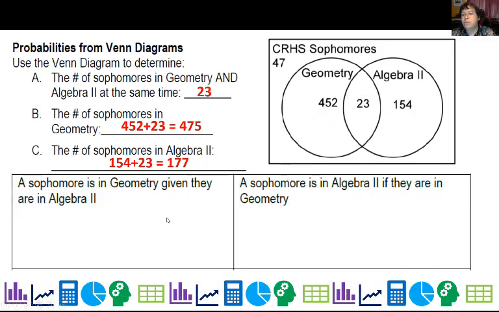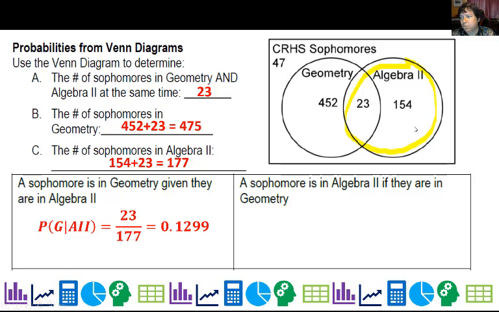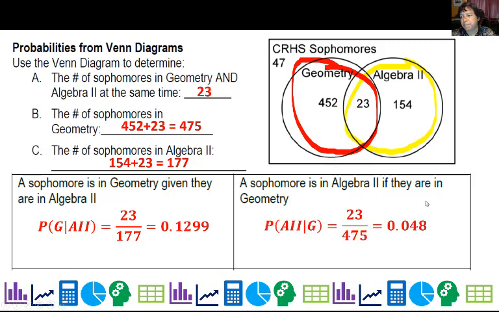A sophomore is in geometry, given they're in algebra 2. So that means that I'm in that circle right there. How many of those people are in geometry? 23 out of the total, which is 177. Notice it's not all 676 students. It's limited now to the 177 in algebra 2. A sophomore is in algebra 2 if they are in geometry. So that would be this circle right here. And that would still be the same 23 students, but my total changes now to 475, or about 5%.